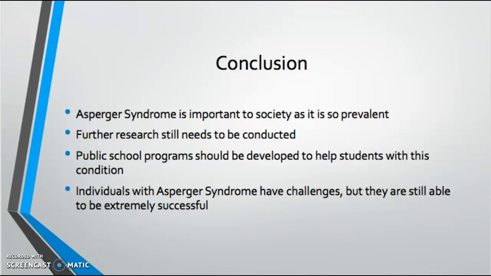In conclusion, Asperger syndrome is important to society as it is so prevalent. In fact, estimates for autism spectrum disorder are about 1 out of 48 males and 1 in 252 females in the United States as of 2012. While this is more broad than just Asperger's, it still shows that it's prevalent.